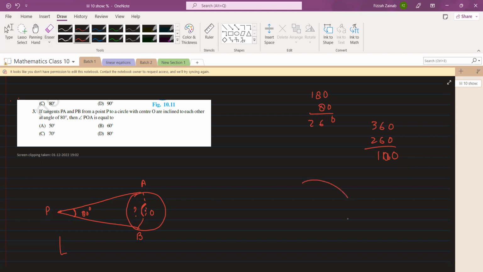So basically, you have a circle, then there are two tangents here, P, A, B, and this is the center O. You join them. So this angle you have to find, only POA, right? And this complete angle is 80 degree given to you. Understand? So that means you have to work in a triangle, not a quadrilateral. Understand?